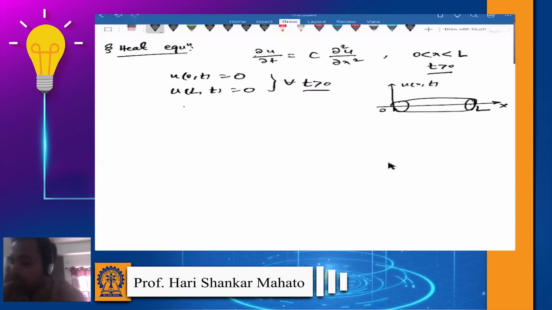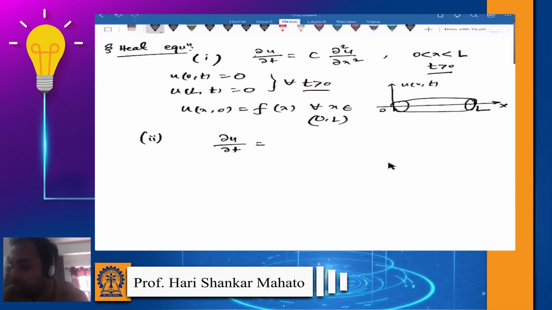And I can have the initial condition as u(x, 0) equals f(x) for every x between 0 and L. So like that. You might as well prescribe the boundary condition differently. Let's say this one was problem 1, sub-problem 2. So you might as well prescribe the boundary condition as follows, where instead of kappa, I'm calling it C.